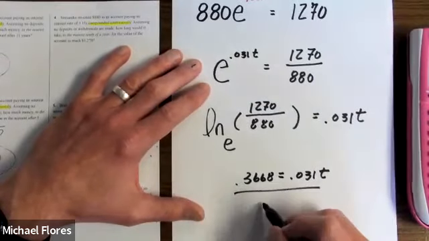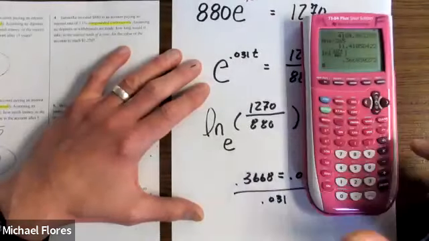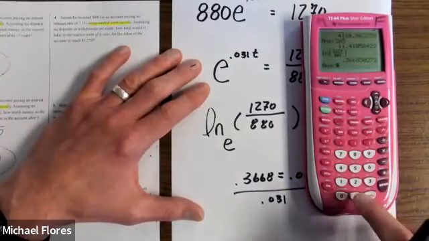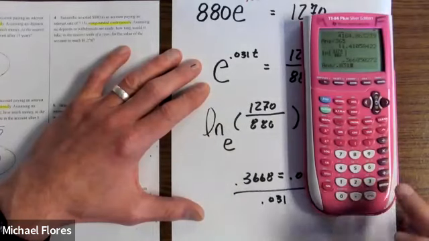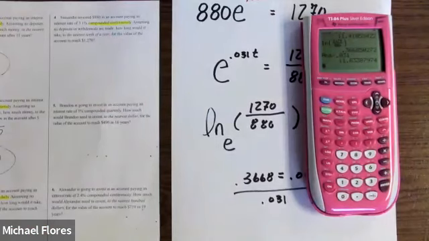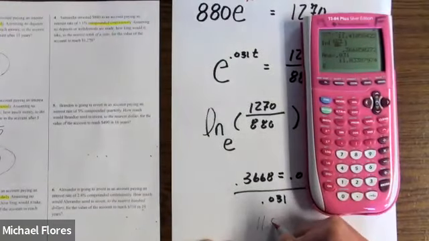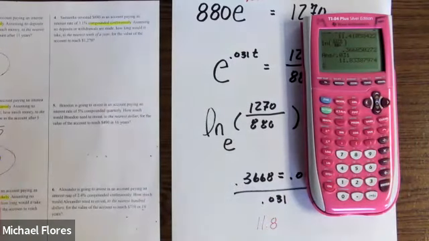Now divide both sides by 0.031. So take this full answer in your calculator here, divide it by 0.031, to get 11.8. What are we rounding to here? To the nearest tenth of a year. So the tenth spot would be right there. Final answer, 11.8.